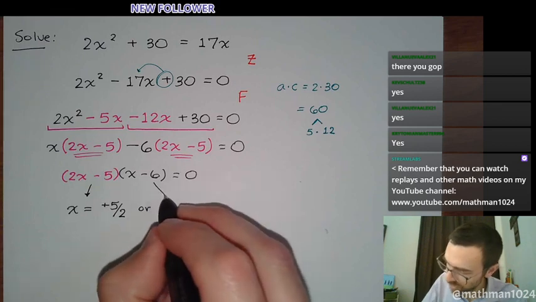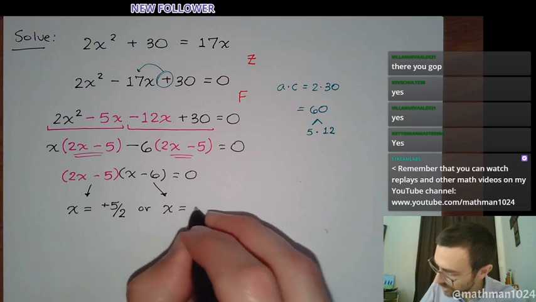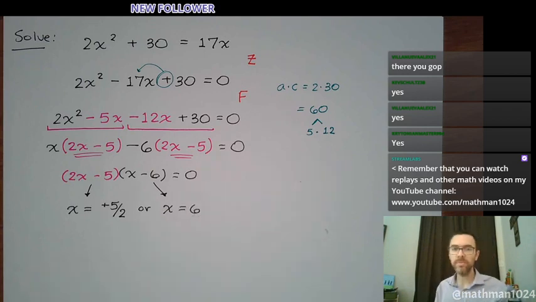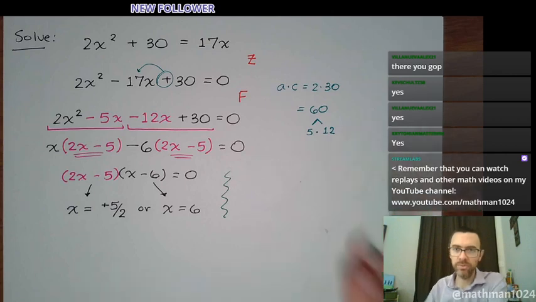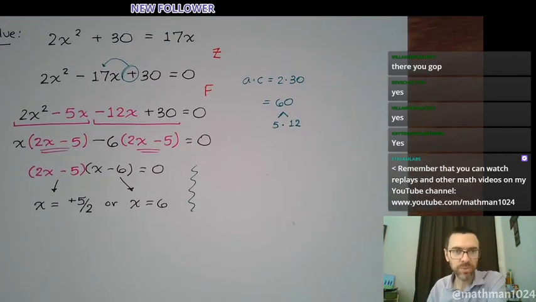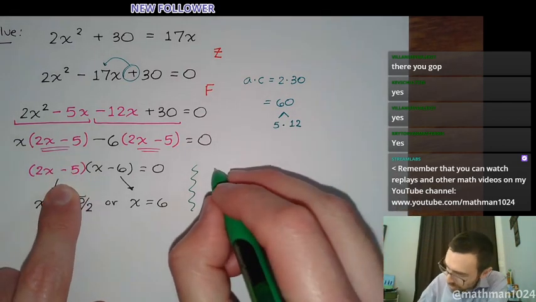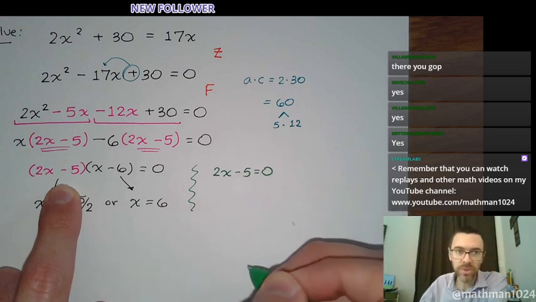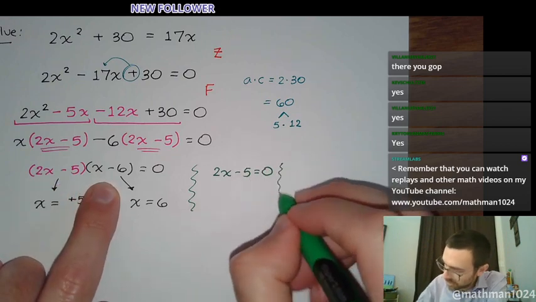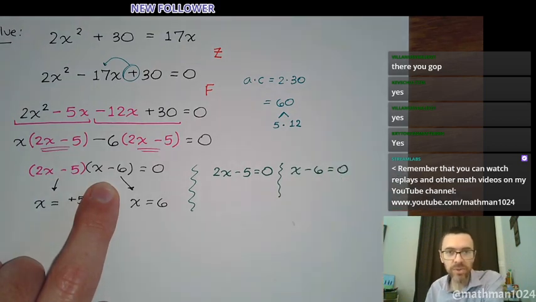Or you can get a solution from the other factor, x minus 6, and so that means x is equal to positive 6. And again, if you were saying, I don't see where you're getting that from, here's what we're doing. A lot of this comes with practice, so that we're not having to write all of the small little steps. What I'm really doing is taking 2x minus 5, setting that equal to 0, and solving it. And then I'm taking x minus 6, setting that equal to 0, and solving that.